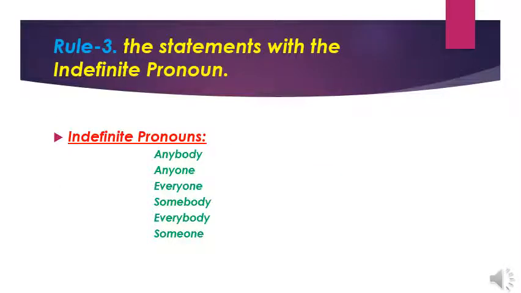Here are the statements with the indefinite pronouns. What are indefinite pronouns? Here I have taken a few examples of indefinite pronouns. But all indefinite pronouns cannot be placed in the statements, only those acting as a subject. Subjects can be like anybody, anyone, everyone, somebody, everybody, someone, etc., which act as a subject in the statements.